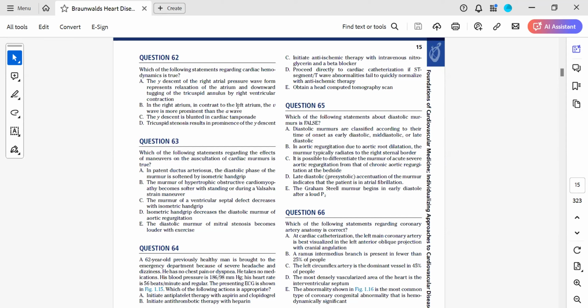So question 64. A 62-year-old previously healthy man is brought to the emergency department because of severe headache and dizziness. He has no chest pain or dyspnea. He takes no medications. His blood pressure is 186/98 millimeters of mercury. His heart rate is 56 beats per minute and regular. The presenting ECG is shown in figure 1.15. Which of the following actions is appropriate?